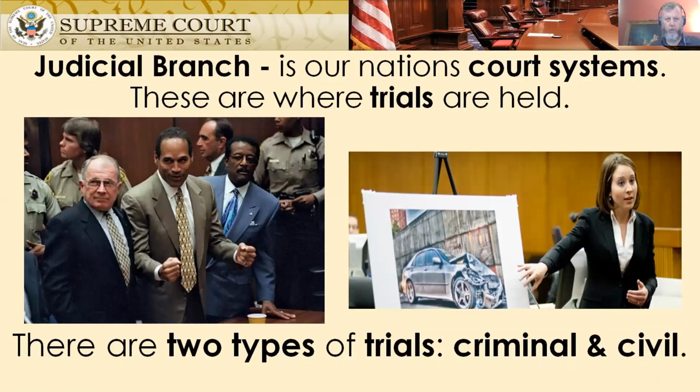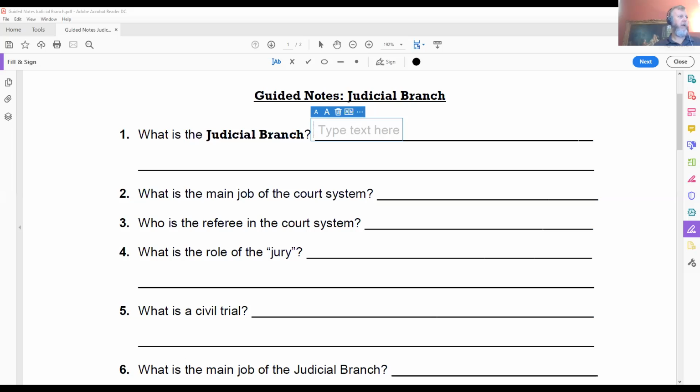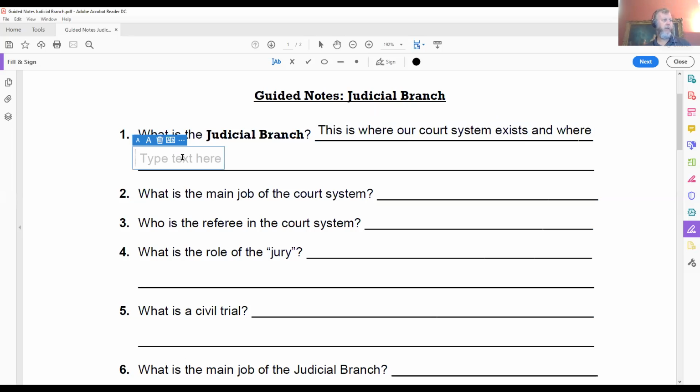So we're going to jump over quickly to our PDF, and we're going to type in what is the judicial branch. This is where our court system exists and where, at this point, I'm going to create a new tab and drop in there where trials are held. All right, and so that is basically what the judicial branch is.